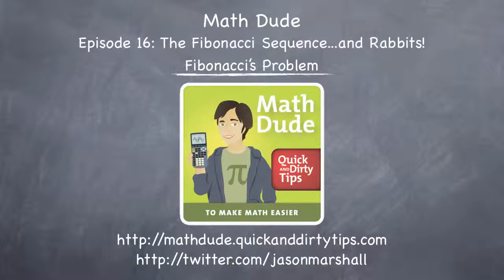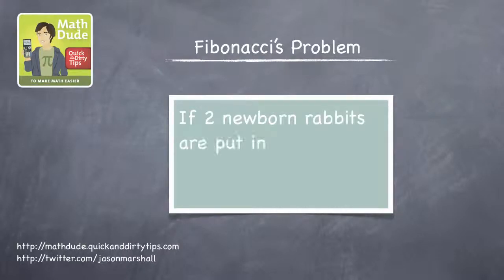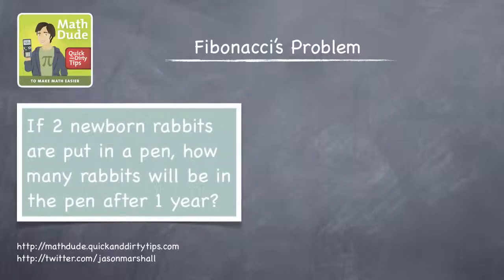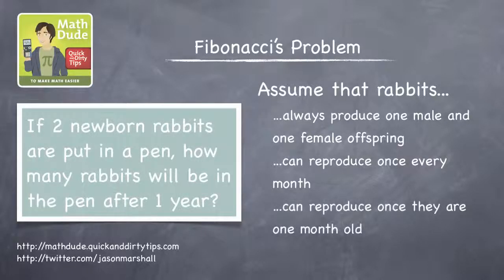Here's Fibonacci's question. If two newborn rabbits are placed in a pen, how many rabbits will the pen contain after 1 year? To answer his question, Fibonacci wanted us to assume that rabbits always produce one male and one female offspring, that they can reproduce once per month, that they can start to reproduce when they are 1 month old, and that rabbits never die. So that's the question.